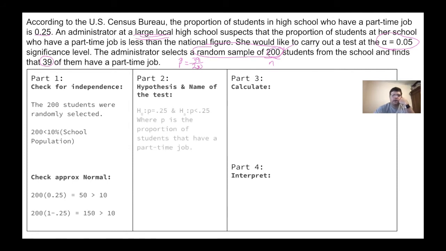We don't know. So the null would be that the P would be equal to 0.25, which is the estimated value. And then the alternative would be, in this case, I guess, oh, it is less than the national figure. I'm sorry, the problem did say, I was like, wait a second. She suspects hers is less than the national figure. So that's where this came from. We are dealing with a one-tailed test. I was wrong earlier. Okay, so we're looking for something significantly lower than 25%. All right. And the question is, is 39 out of 200 significantly less?